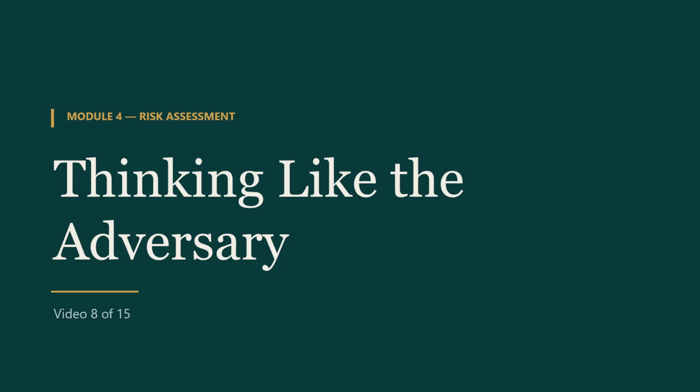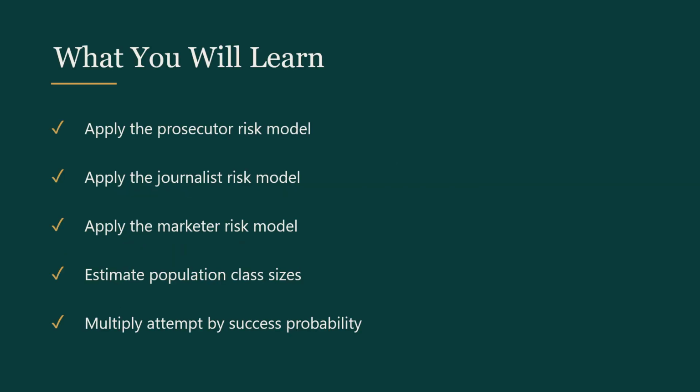This is the vocabulary your reports will be written in, and by the end, you will be able to write it in numbers. 5 objectives today. First, you will be able to apply the prosecutor model, the adversary who knows the target is in the data, and compute its maximum risk as 1 over the smallest class size, record by record, across a real table.